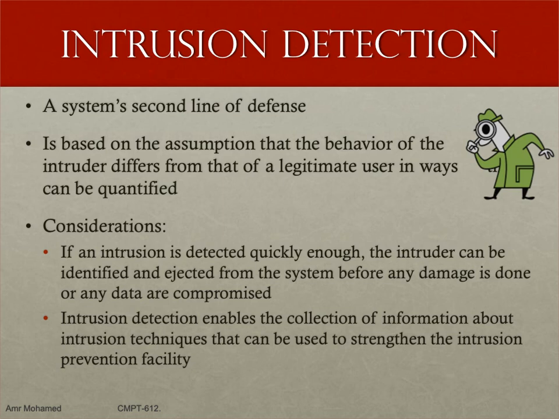So the consideration: if an intrusion is detected quickly enough, the intruder can be identified and ejected. Because sometimes the preventive action based on the intrusion is not necessarily automated or systematic. Intrusion detection enables the collection of information about intrusion techniques that can be used to strengthen the intrusion prevention. This is what I was telling you. When an intrusion happens, you can analyze the logs and try to identify how this intrusion actually happened. Based on that, you can use this analysis to close vulnerabilities in the system.